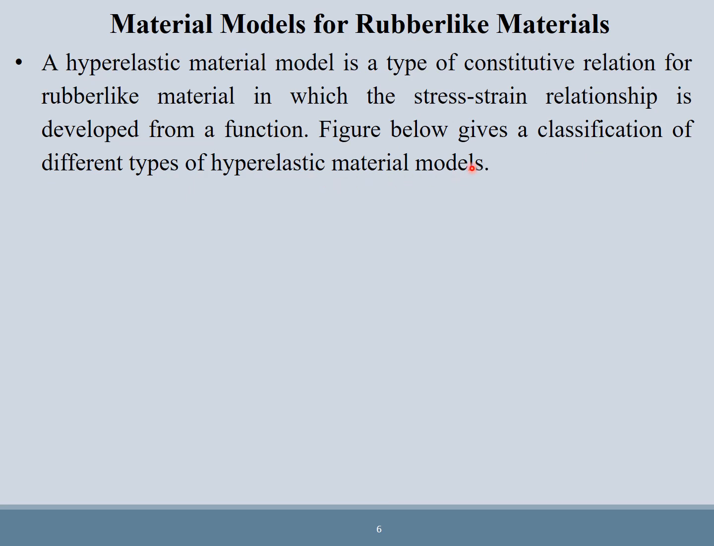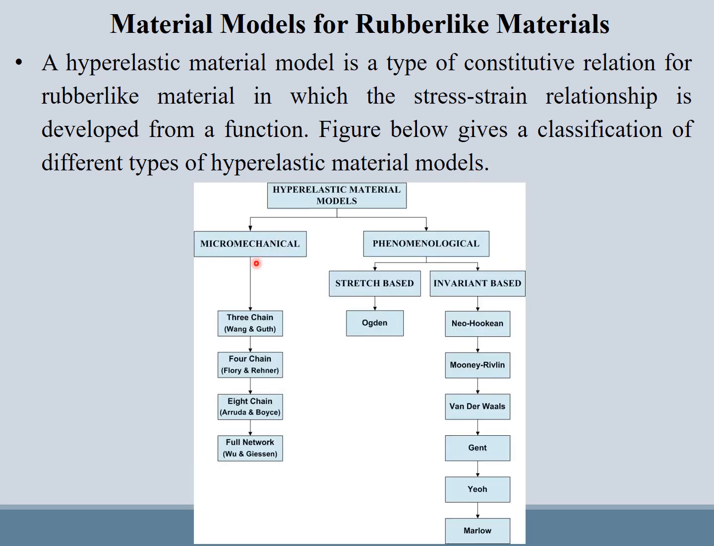As I have explained in the previous slide, we have three types: molecular chains type, phenomena based, and third is stretch based. So now the micromechanical type, that is the chain type, we have 3 chain, 4 chain, 8 chain, full chain. These are a few examples. The 8 chain model is a very famous model for rubber-like material, the Arruda-Boyce model. The name is basically Arruda-Boyce, and generally it's also known as the 8 chain material model.